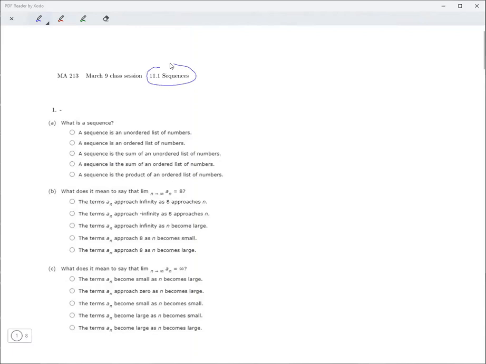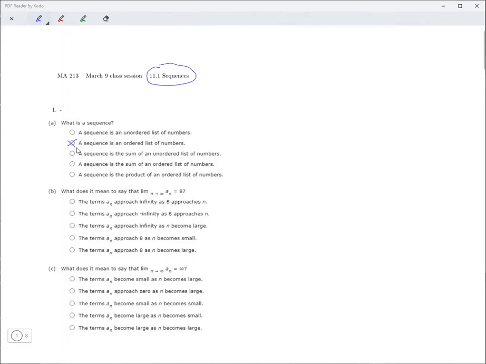We're going to talk about sequences. So a sequence is like you have one number, comma, then another one, and so on. So it is an ordered list of numbers, okay? A sequence is an ordered list of numbers.